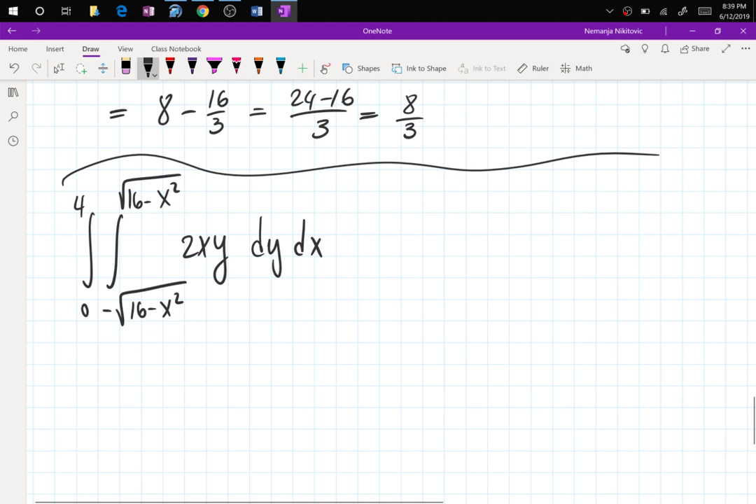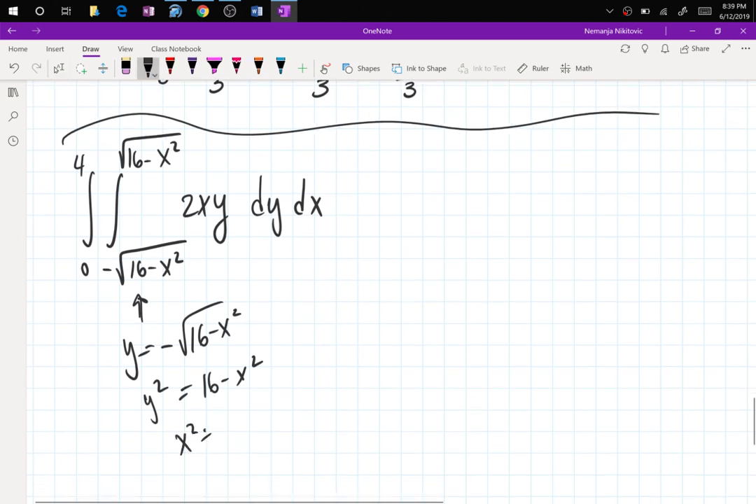Anyway, what do I have here? What am I integrating? I'm integrating some shape that is over a circle. So the stencil is the circle. The function here is y equals negative square root of 16 minus x squared. Well, square both sides, it will kill the minus. You get y squared is equal to 16 minus x squared. Move the x squared to the other side, you get x squared plus y squared equals 16. That's a circle of radius 4, right?